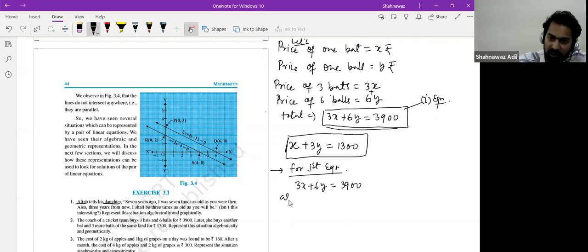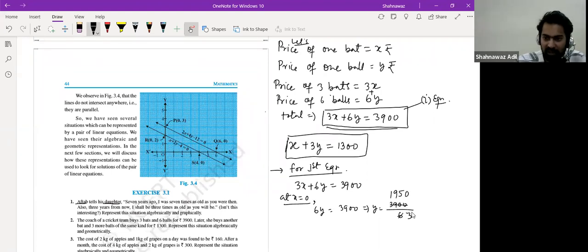So for x equals 0, we have 6y equals 3900, right? So y is 3900 by 6. So this is 650. Let's change it to a decimal expansion. So what is the point? It is 0, 650, right?